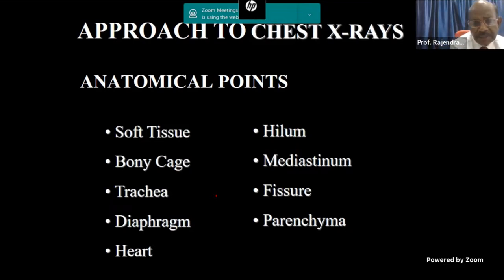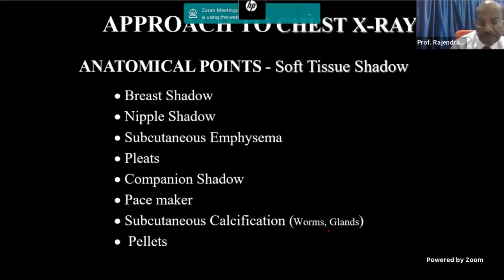And then after these technical points, you come to the anatomical points. In anatomy, what you actually see: soft tissue, bony cage, trachea, diaphragm, heart, hilum, mediastinum, fissure, and parenchyma. This is the sequence. You may choose your own sequence, but I have told you one sequence. The idea of this sequencing is that you should not miss anything. In a global approach, what happens? You will see the parenchyma first, and then the rest of the tissue, because most of the findings are in the lung parenchyma. But in a systematic view, you see the parenchyma in the end. That is the main difference in the system.